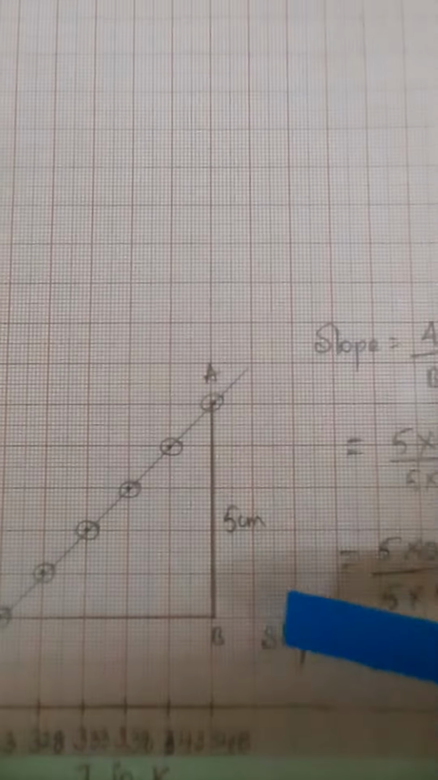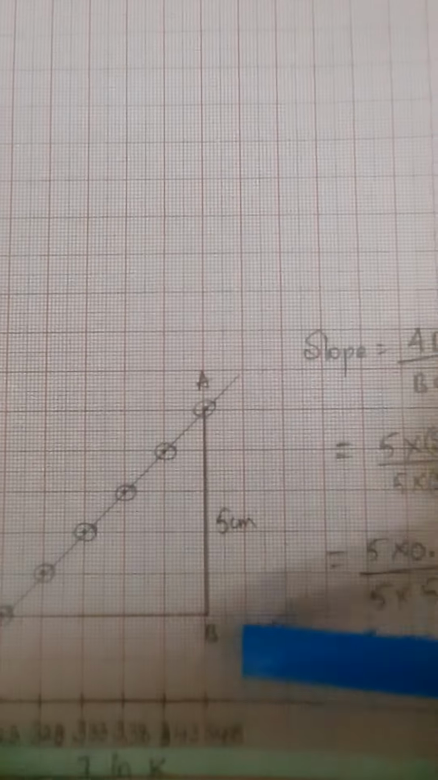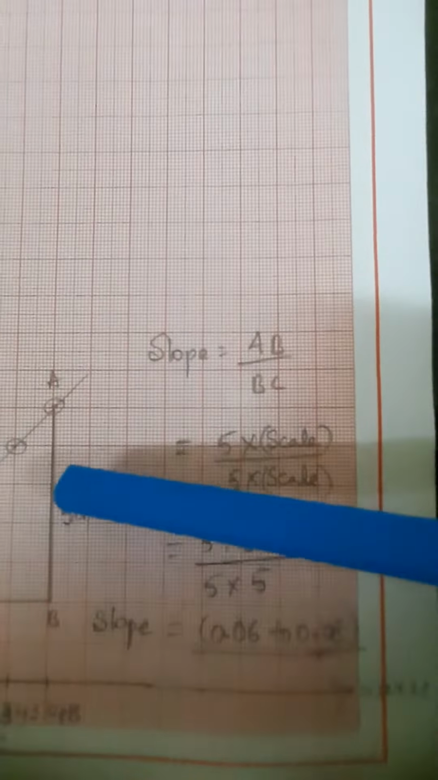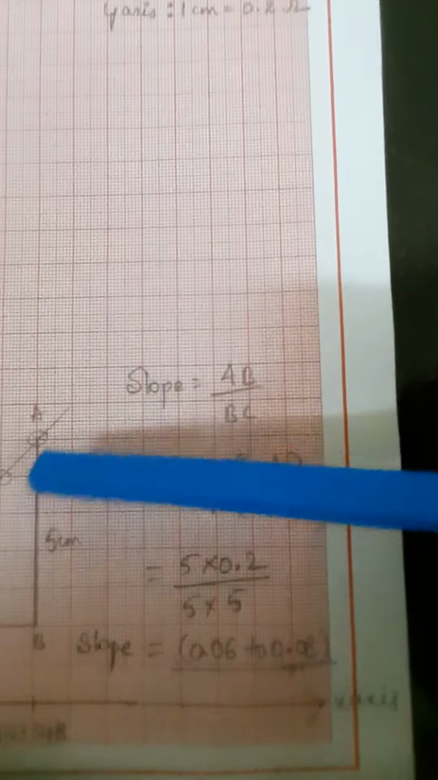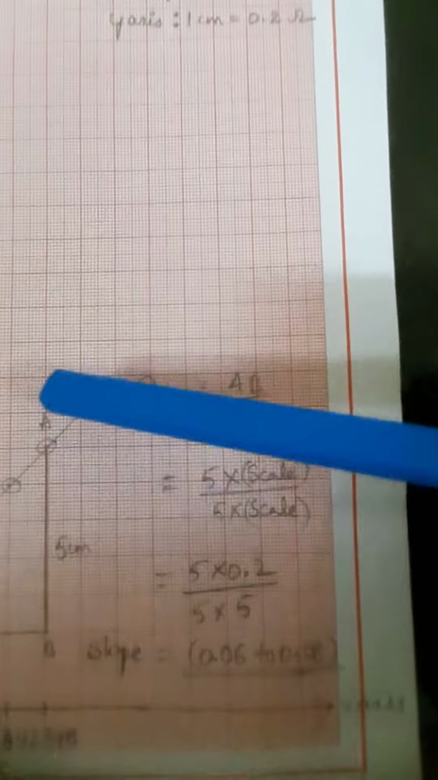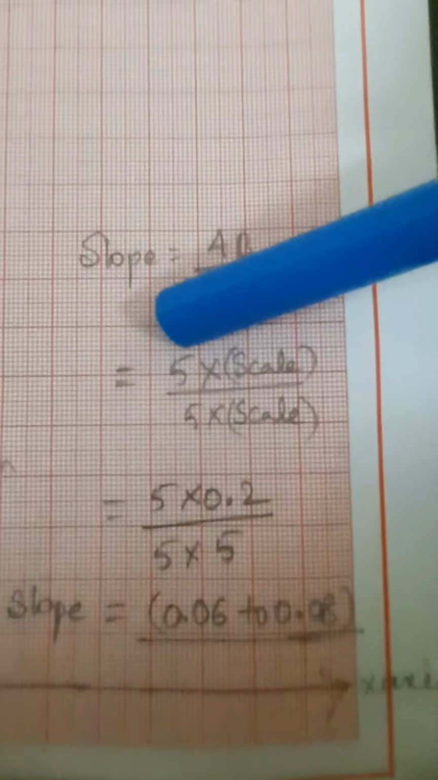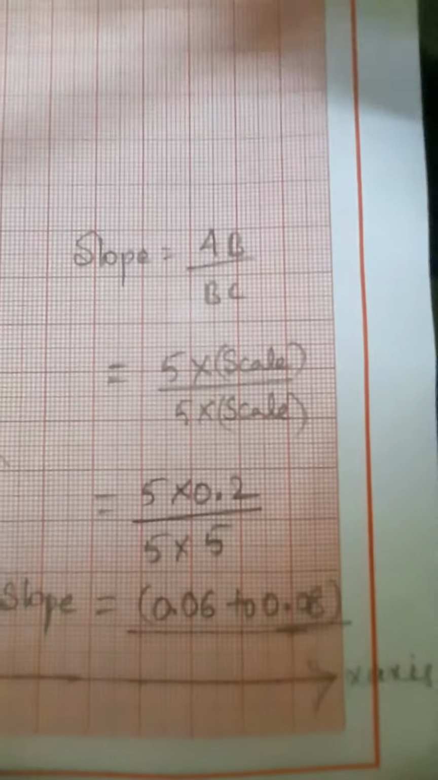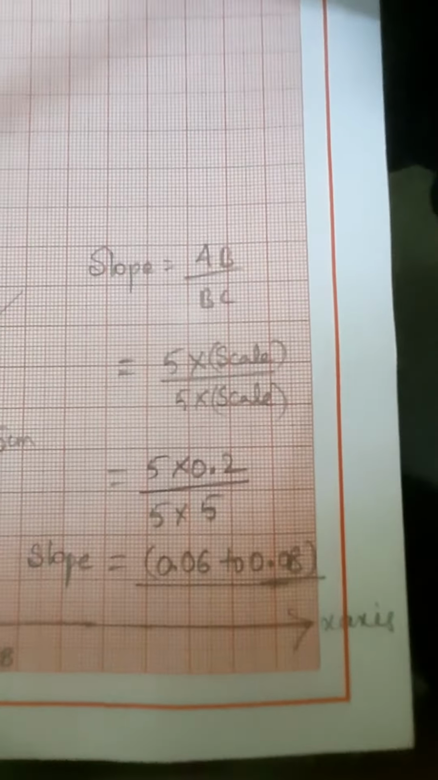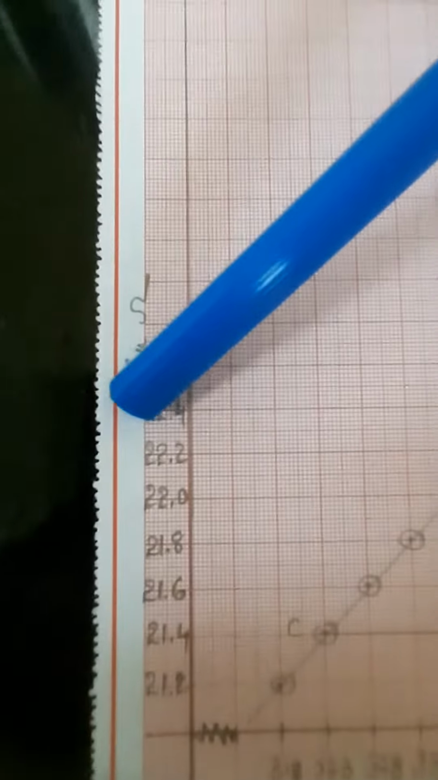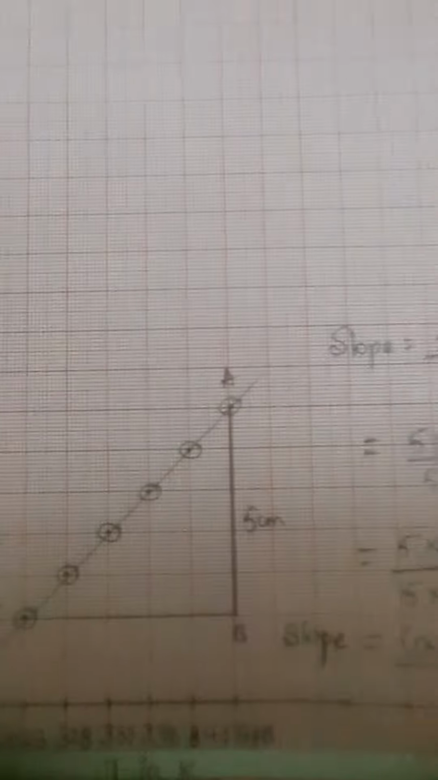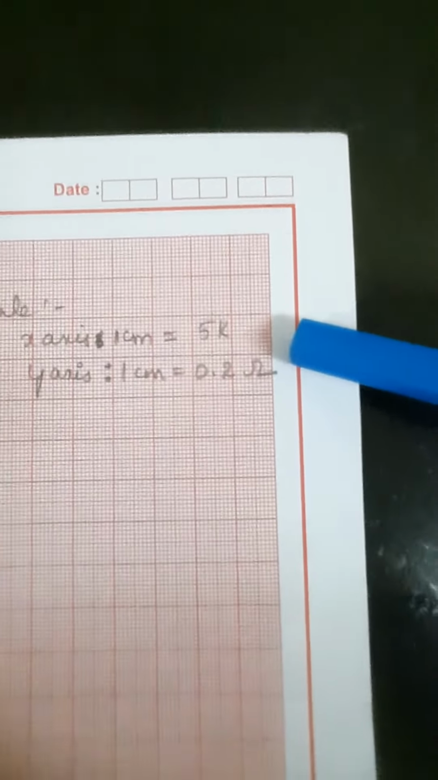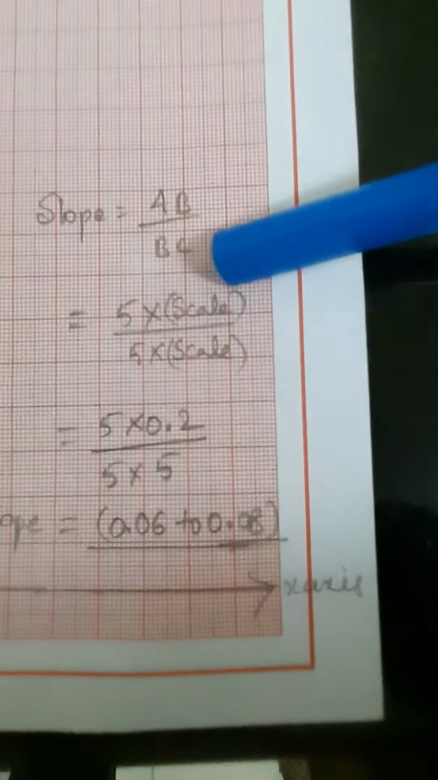So like this. How to calculate the slope value? Count the boxes along this AB length. 1 centimeter, 1, 2, 3, 4, 5. So 5 centimeters along this AB length. Write that 5. What is the scale? The scale which you have taken for the y-axis, that is 0.2 ohm, right? You already mentioned this scale, so y-axis is equal to 0.2 ohm. You have to multiply that.